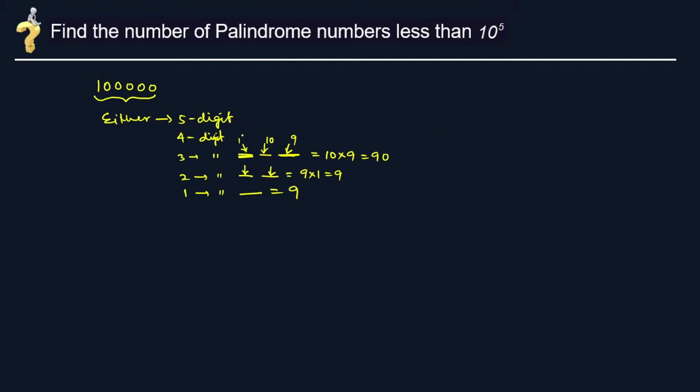Let me do it here. 4-digit palindromic numbers. This place again can be filled in 9 different ways. The same digit will come here, so it will be filled in 1 way. This place can be filled in 10 different ways. And this place again can be filled with the same number as placed here, in 1 way. Therefore, 4-digit palindromic numbers are 9 into 10. That gives us 90 again. Is it clear? Now let us come to the 5-digit palindromic numbers.